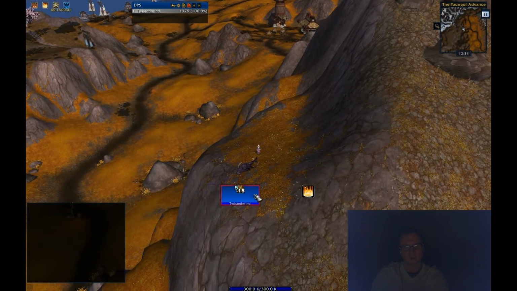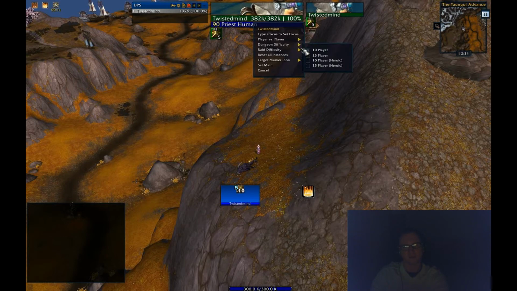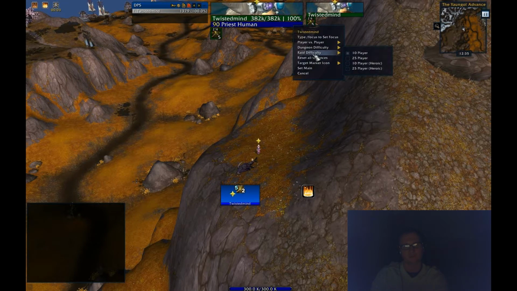My raid marker is something I want to get out of using, but Deadly Boss Mods in most encounters will put raid markers on people. I have that kind of out of the way, but I'm looking at maybe removing it altogether from my frames. We'll see.